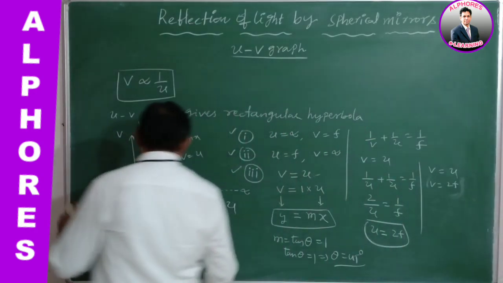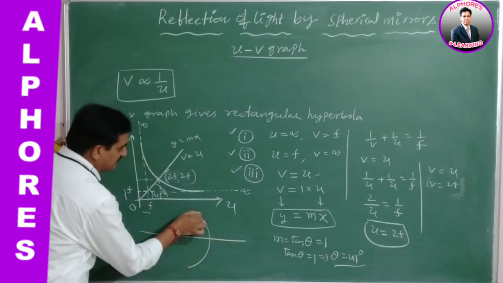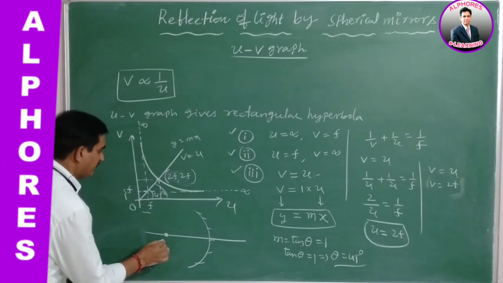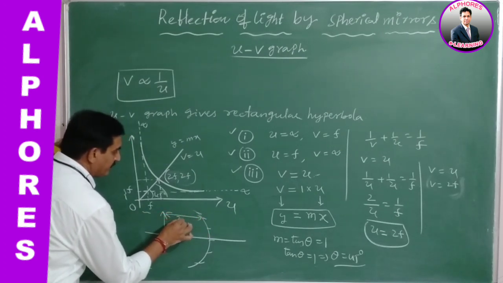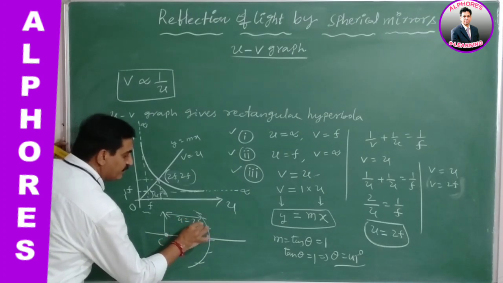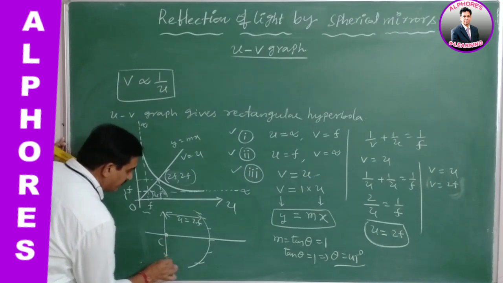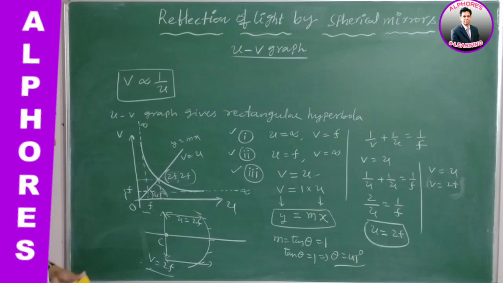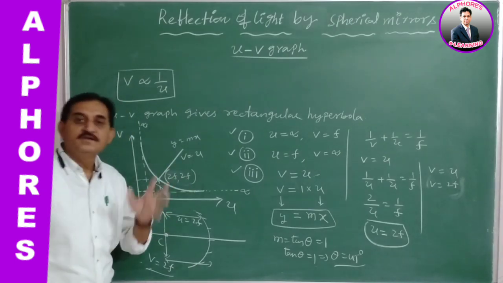Means when we observe in the diagram, see this is the concave mirror, and this is the center of curvature. So here object distance U is how much? 2f, because it is the center of curvature. So the image is formed at the same place. What is the image distance V? It is also 2f. Therefore, we are getting the coordinates at the point of intersection 2f comma 2f.